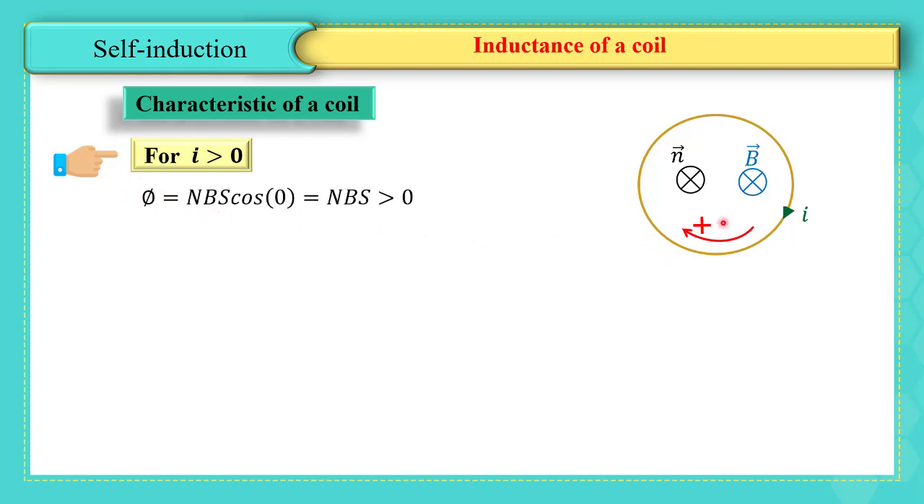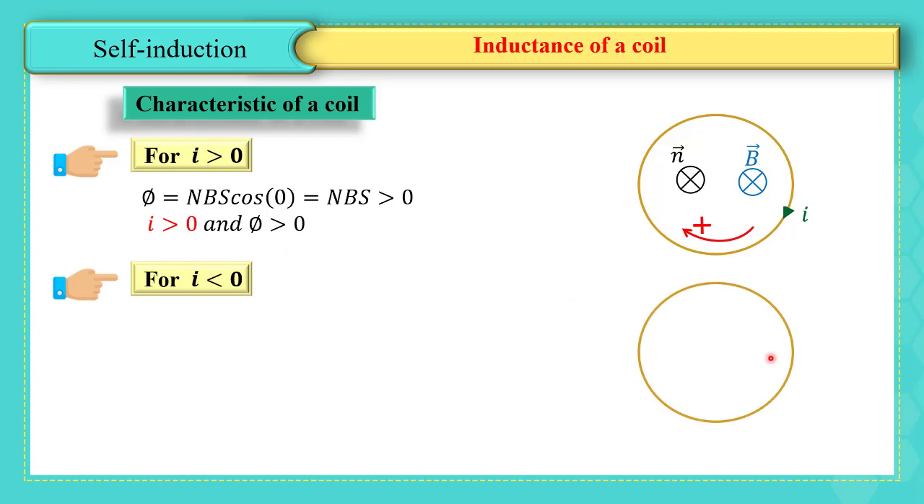In the first figure, I is directed along the same direction as that of positive sense. Due to the right-hand rule, we can determine the direction of the magnetic field vector B. The normal unit vector has the same direction as that of the magnetic field vector B, so the angle between B and N is 0, so the flux will be equal to NBS, which is a positive value, like the sign of the current. So I is positive and flux is positive.